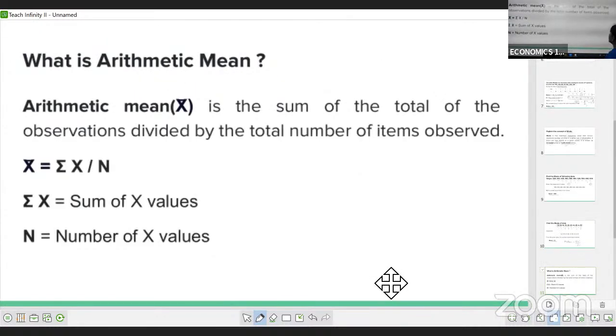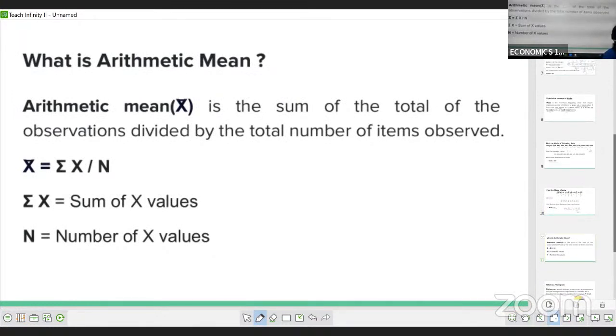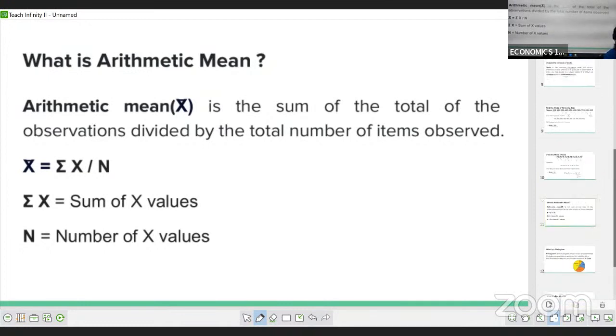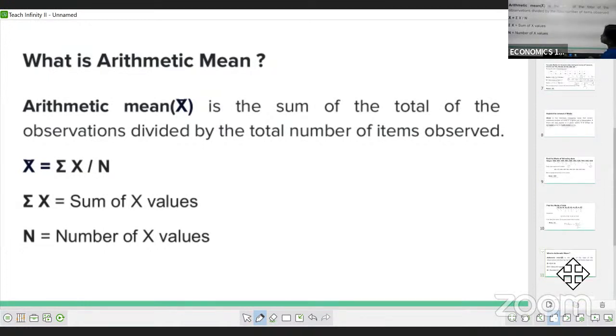Okay. Next, we have one more question for 2 marks. That is, what is arithmetic mean? Here, the arithmetic mean is denoted with x bar. It's denoted with the letter x bar.